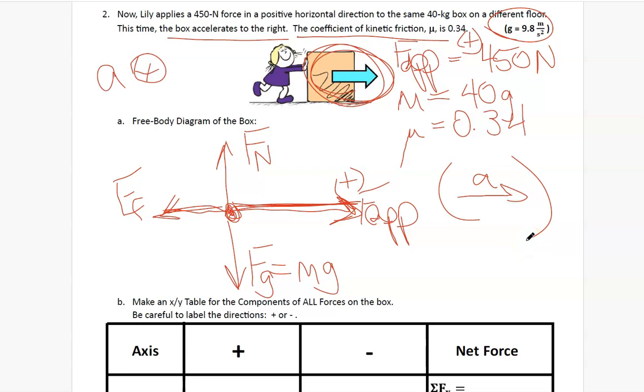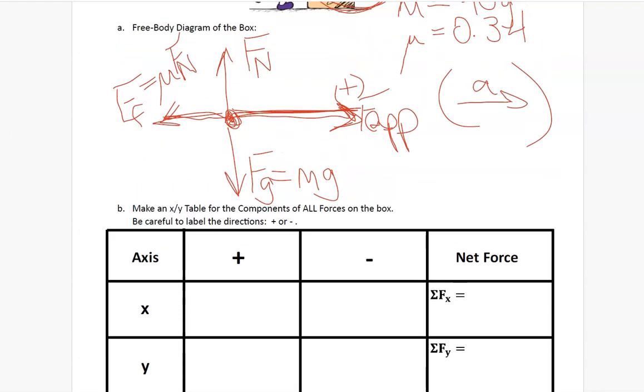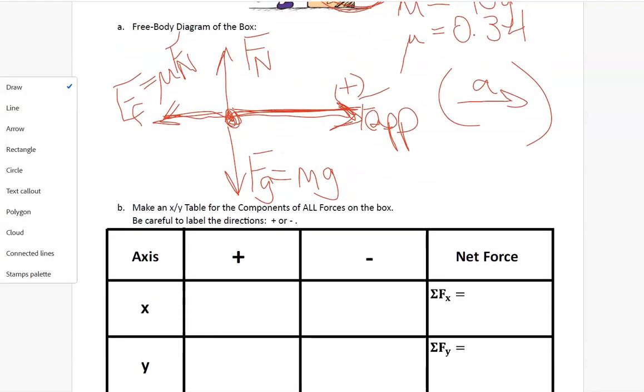We're just making a note, it's accelerating. This is not part of the free body diagram. That's just a note to yourself saying, hey, I know it's accelerating, so I know that there's a net force in the horizontal direction. All right, so we have our free body diagram, which is going to be very helpful for calculating everything. We can make a note again that our frictional force is just equal to our coefficient of friction times our normal force, and everything else should be pretty straightforward. So let's take a look at the table we have to make and start filling it in.